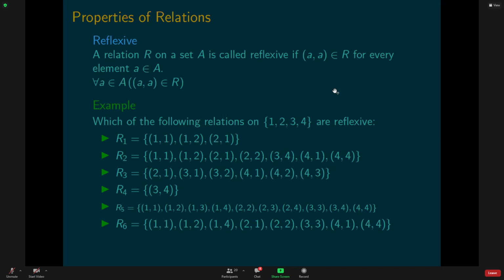Yunus Emre? It is not, sir. Because 3 and 4 are not presented in the relation. Okay. But also 2, 2 is not there, right? Yes.